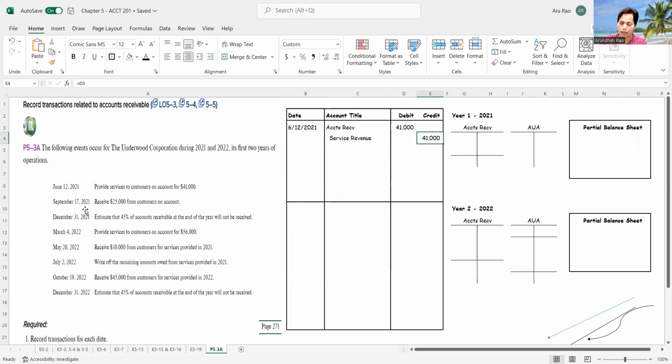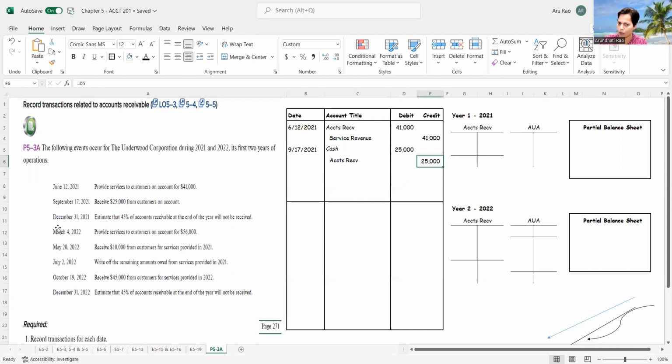Next, I'm told on September 17th, I received $25,000 from customers on account. So of this 41,000, I've received some of that money, which is good news for me, obviously. And that is on the 17th of September. I debit cash 25,000 that I received. To the extent I've received this money, the customer now doesn't owe me that money, which means I have to credit or decrease accounts receivable. Accounts receivable is an asset, normal balance is debit, which means I increase with the debit. I'm crediting it in order to decrease it.